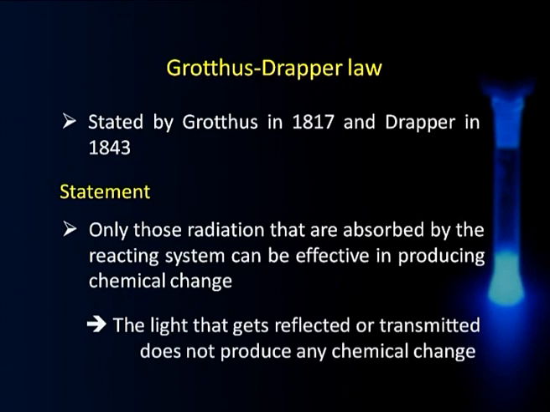The implication is that suppose I have some system and I am shining some light on it. When the light falls on the system, it may get reflected, or it may get transmitted, or get absorbed. So that portion which gets absorbed is the only one that causes the reaction, and the one which gets reflected away or transmitted through the system will not produce any chemical change. That is the significance of this simple-looking law called Grotthuss-Draper's law.